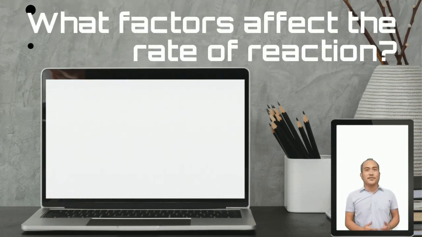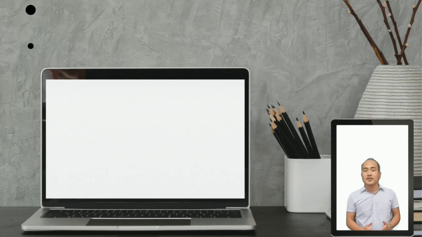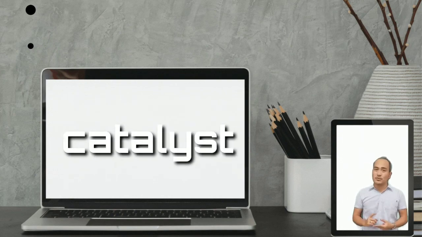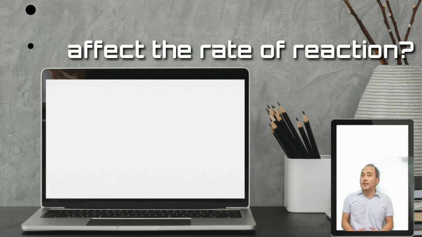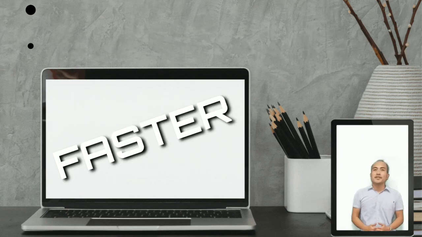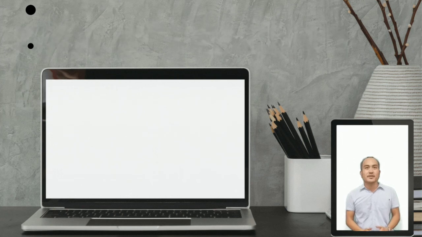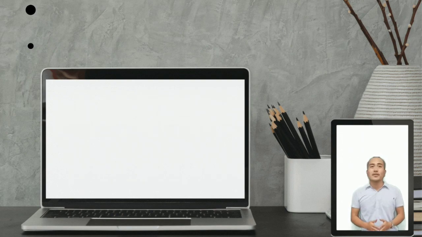What factors affect the rate of reactions? Temperature, concentration and pressure, surface area, and the presence or use of catalyst. How does temperature affect the rate of reaction? The higher the temperature, the faster the rate of reaction. In many reactions, a rise in temperature of 10 degrees Celsius causes the rate of reaction to approximately double.